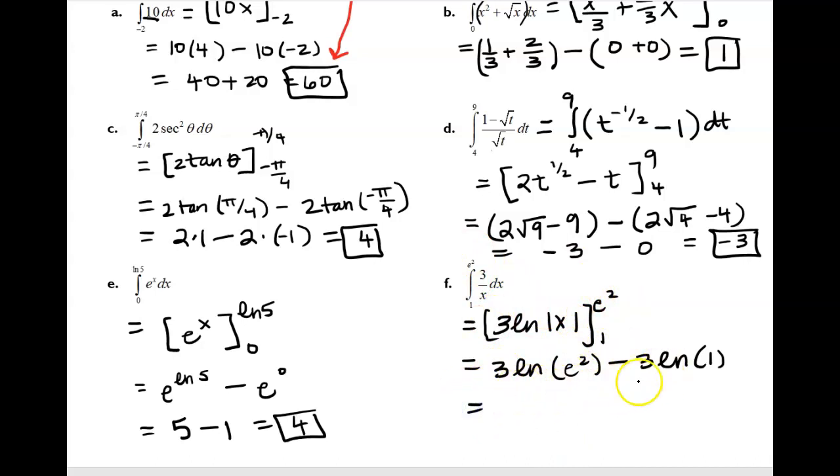Again, this would be an okay way to leave your answer on a free response, but we're going to simplify it. 3 times natural log of e squared cancels, so 3 times 2 minus 3 times natural log of 1. Natural log of 1 is just 0, so I get 6.